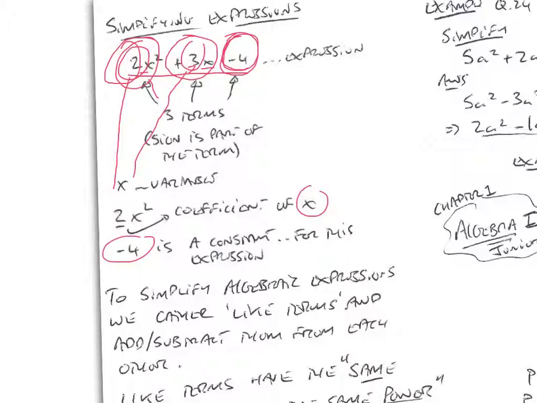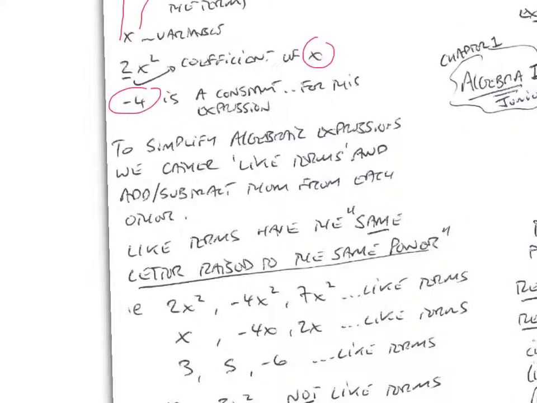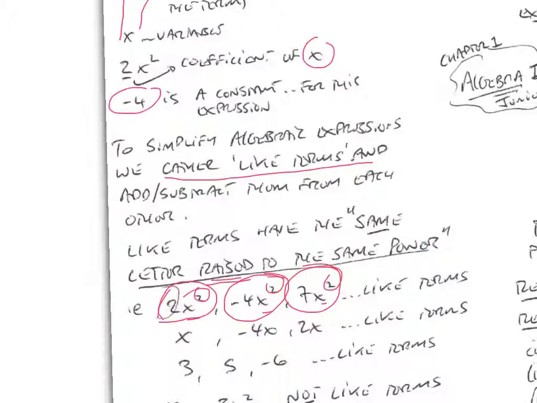Okay, and basically, to simplify algebraic expressions, we're going to gather like terms and add them or subtract them from each other. So what are like terms, first of all? Well, like terms have the same letter raised to the same power. So 2x squared, minus 4x squared and 7x squared are like terms because there's an x squared in each of those terms. Doesn't matter about the coefficient or the sign. Okay, x, minus 4x and 2x are like terms because there's an x in each expression and they're all to the power of 1, which you don't see.